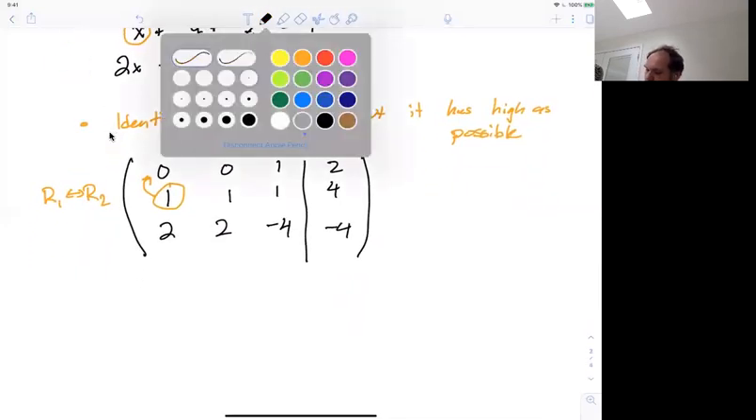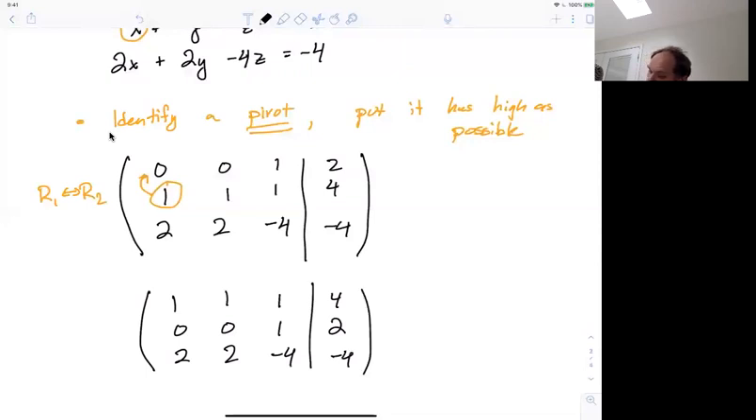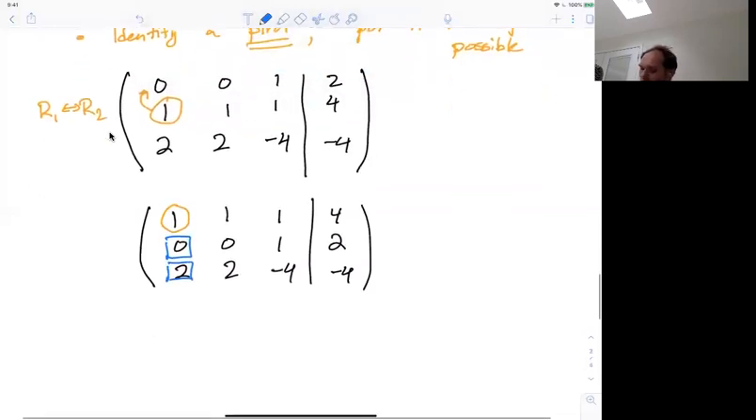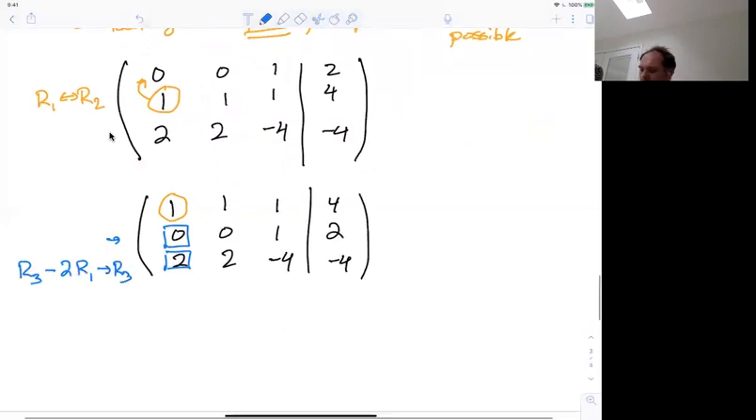And once we identify a pivot and put it as high as possible, we're going to try to zero out as many rows below it as we can. We can actually zero them all out if we do it correctly. But so that's our pivot. And now we're going to try to zero out all of these. All right, so now we're going to just do this all in one go. So the second row is already a 0. We don't need to do anything there. But for the third one, we need to change it. So we're going to change row 3, and we're going to subtract 2 times row 1 from row 3 to zero that guy out.